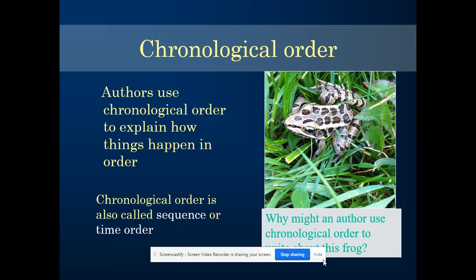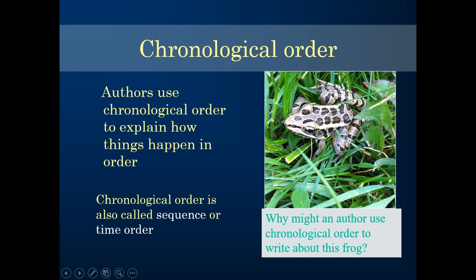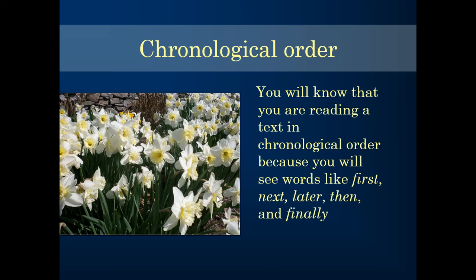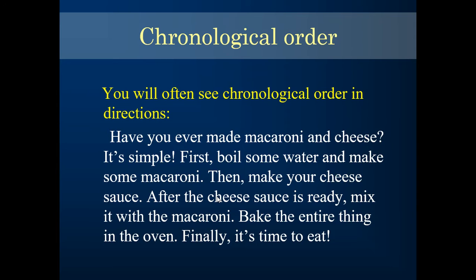So an author might use chronological order to write about a frog. First, it's a tadpole, then it grows larger, then it becomes a frog. Okay? You'll know that you're reading something in chronological order because you're going to see words like first, next, later, then, and finally. Those words, if you remember, are our transition words, okay? Transition words help take us through time. And so that's how we know that it's a chronological order text.